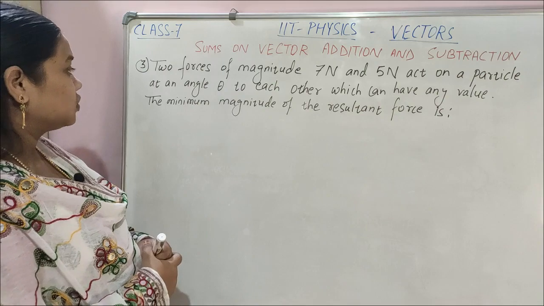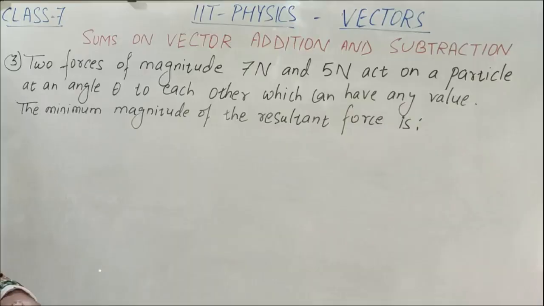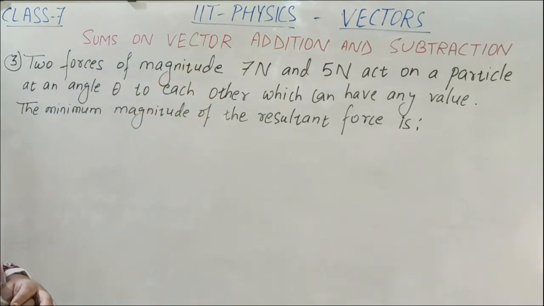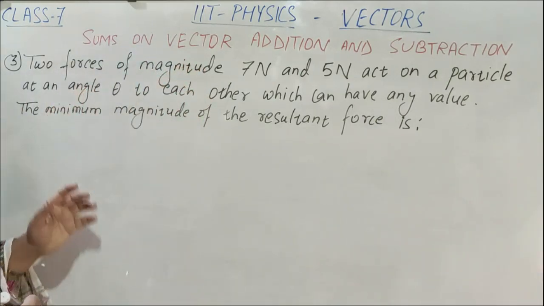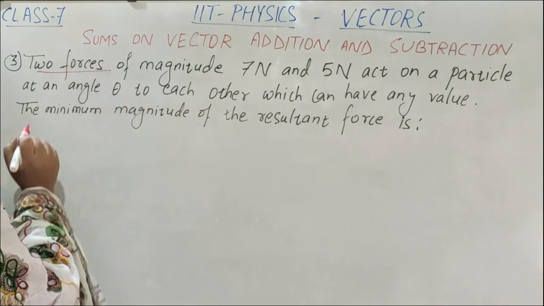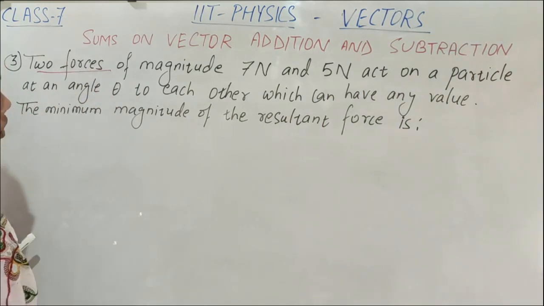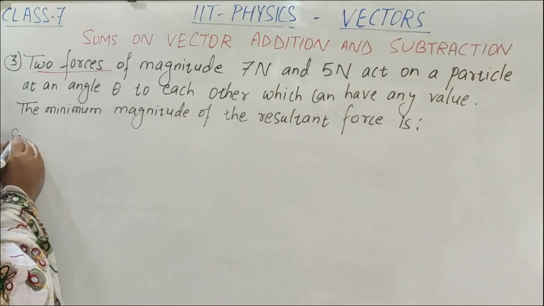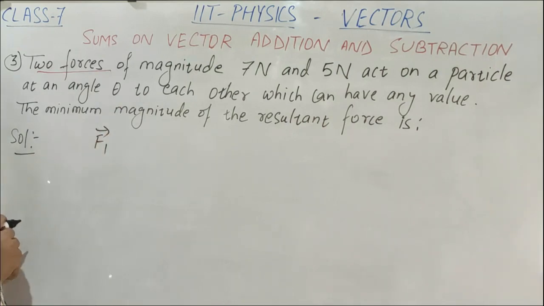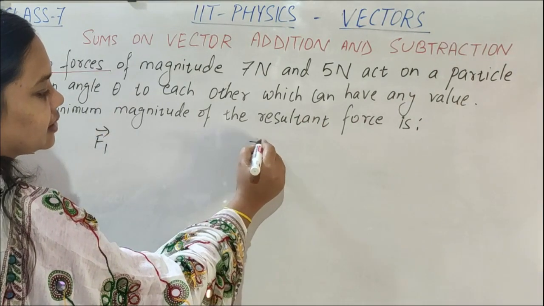So see children, the third question is: two forces of magnitude 7 Newton and 5 Newton act on a particle at an angle theta to each other, which can have any value. The minimum magnitude of the resultant force is. Okay. So what is the question? There are two forces. How many forces? Two forces are there. Solution.